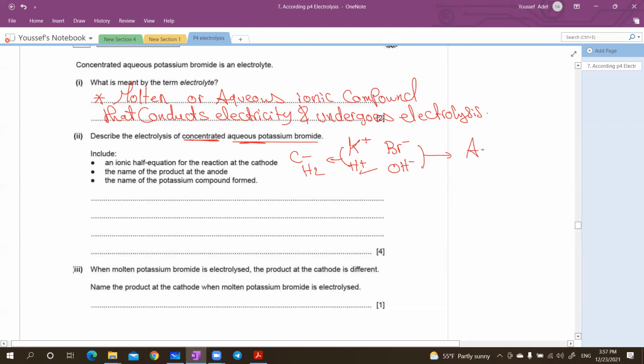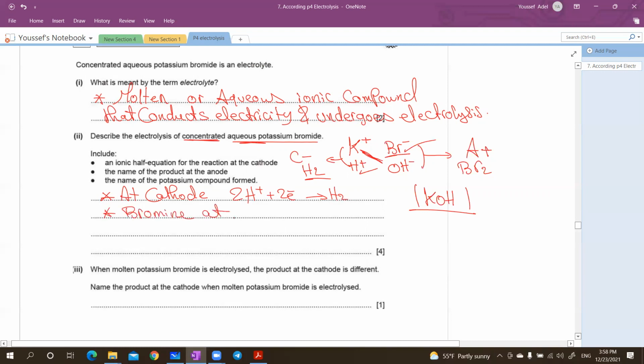Bromide and hydroxide will be attracted to the anode. Actually, if the halide is concentrated, the halogen will be discharged, forming bromine gas. And the ions that will not be discharged will remain in the beaker, forming potassium hydroxide. Alkaline solution remains in the beaker. So the ionic half equation at the cathode, hydrogen is formed at the cathode. Bromine is formed at the anode. And potassium hydroxide is the alkaline solution that remains.